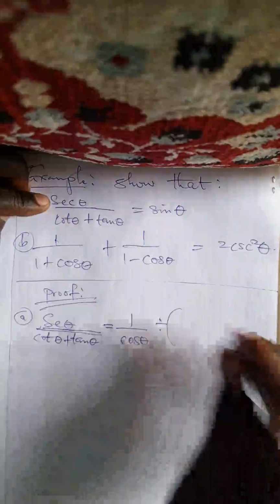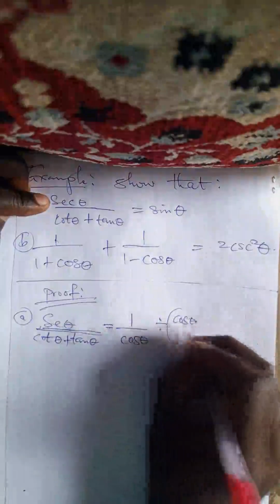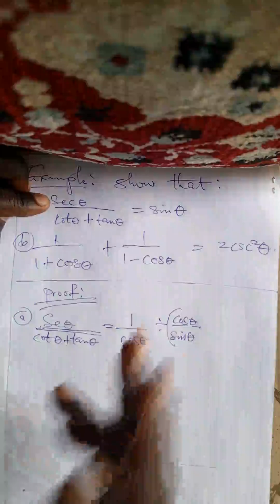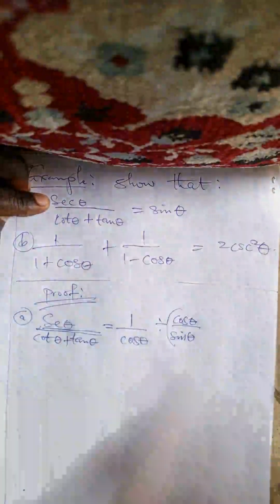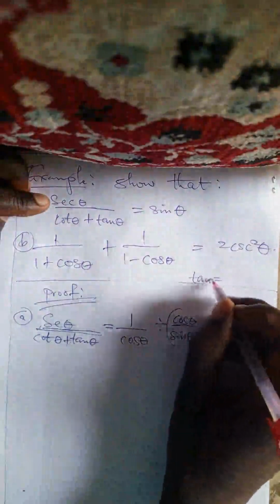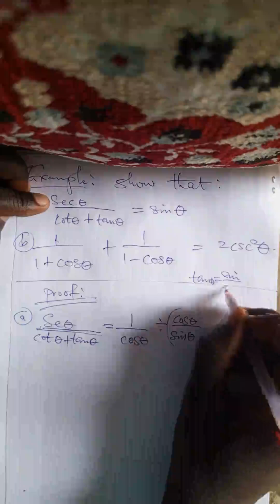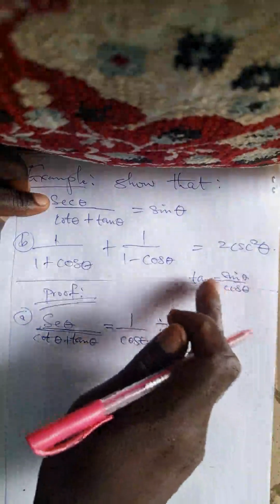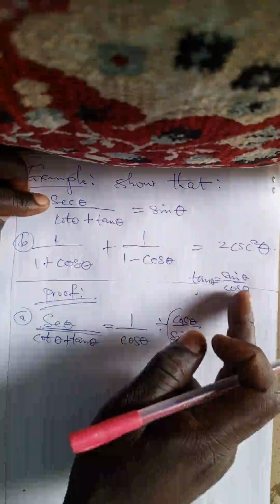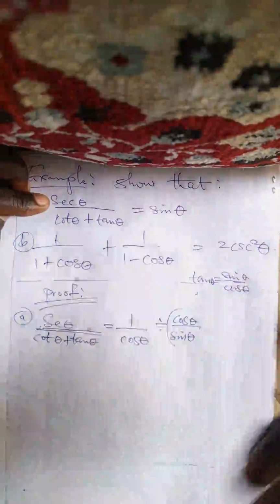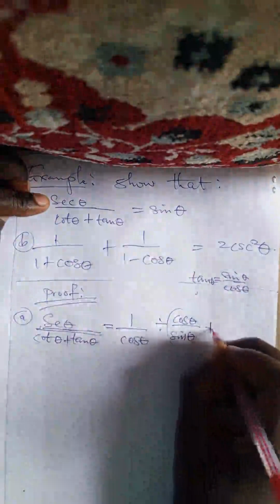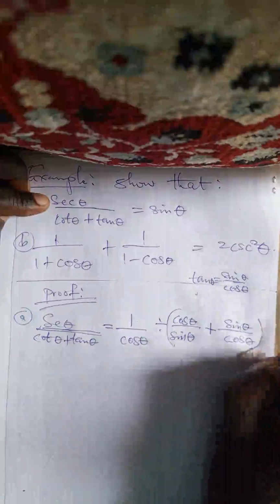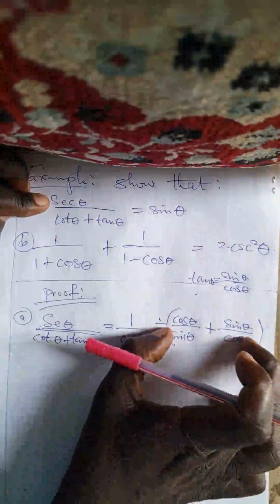What is the denominator now? It is cot, but cot is cos theta over sine theta. Why? Because tan theta is equal to sine theta over cos theta, and cot is the reciprocal of tan. So it is cos theta over sine theta when we have cot. And then plus tan, which is equal to sine theta over cos theta. So this is the denominator.